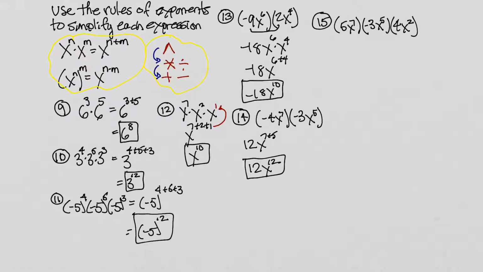Number 15, we're multiplying 3 factors together. Let's do it. 5 times negative 3, negative 15. Negative 15 times positive 4, that's going to give us negative 60. And then x to the, now what are we doing? We're multiplying, right? So what do you do when you multiply? Multiply, we're over here, right below it is addition. So we're going to add these exponents. So you can do it in your head, or I'll write it out here. 7 plus 5 plus 2, we're going to get negative 60 x to the 14.